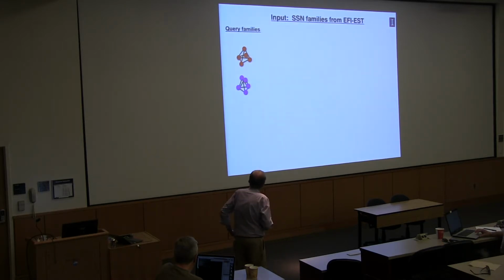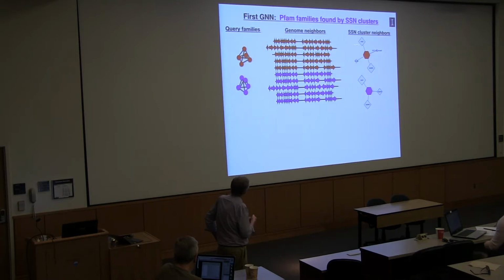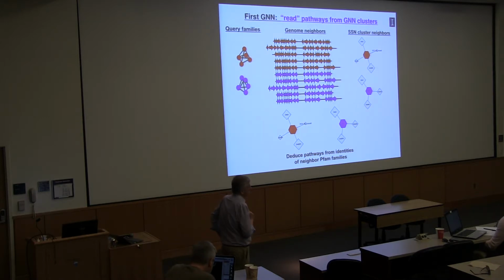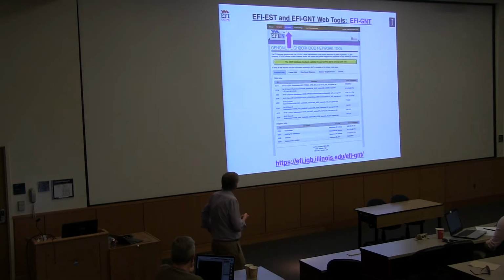So the input for this is a sequence similarity network with clusters. What we do is we identify the members of these clusters in the genome databases. We retrieve the neighbors. We partition them into PFAMs, and then we associate with each cluster the PFAMs that are close by. All right, and those PFAMs that are close by could be encoding metabolic pathways. So this is accessible with the EFI GNT tool.